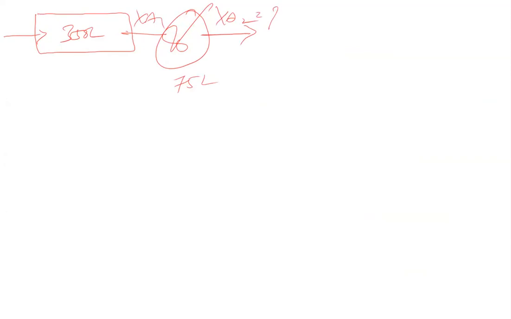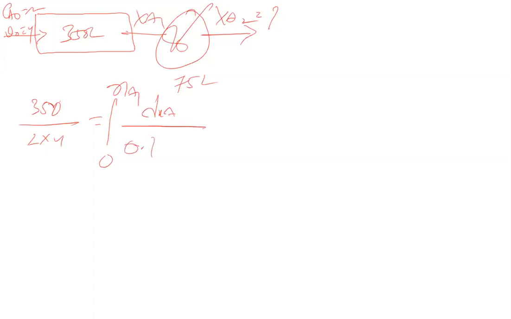The initial conditions will remain the same: CA naught equal to 2, V0 equal to 4. So what is the first one? 350 liters divided by 2 into 4 is equal to integral 0 to XA1 dXA by 0.1 into CA naught square into 1 minus XA whole square. What is CA naught square? It is 2 square, so this will cancel.